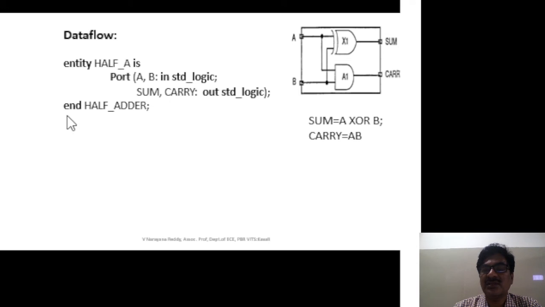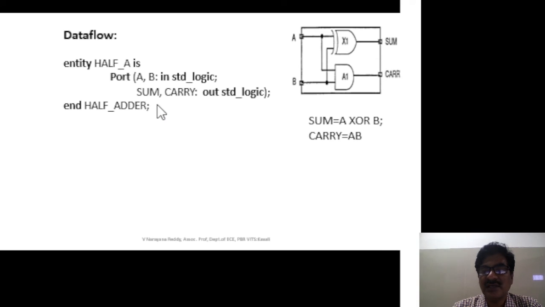Also here you can observe the entity declaration. Once again, we write entity with the name of the entity, that is half adder, is port of A comma B. Both input ports, one named A and another B, are declared in the same line with the mode in, and data type is standard logic. Similarly, the output ports sum and carry are also represented in the same line, with data type standard logic. Then end entity, that is end followed by the name of the entity, half adder.